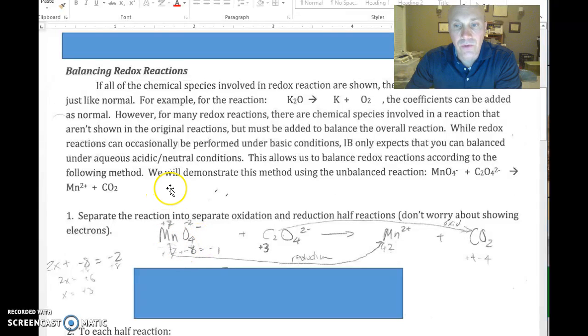All right. So the one thing about these reactions is that they're always going to occur in aqueous solution. Generally, they're going to occur in acidic solution. Sometimes they can occur in basic solutions. But as far as the IB is concerned, they only expect you to be able to do this if it occurs in either acidic or neutral conditions. All right, we're not going to get into the topic of how you would do this under basic conditions. It can be done, but we're just not going to do it in this class.